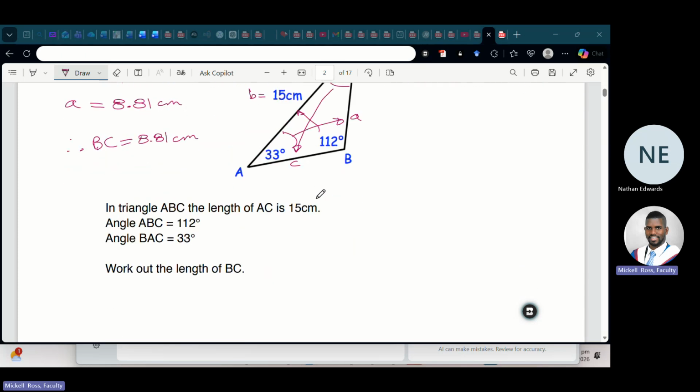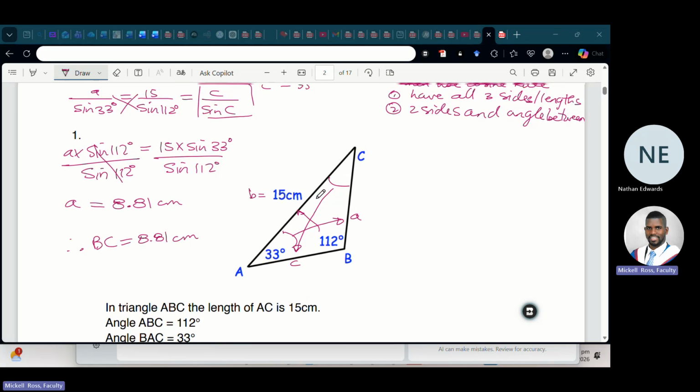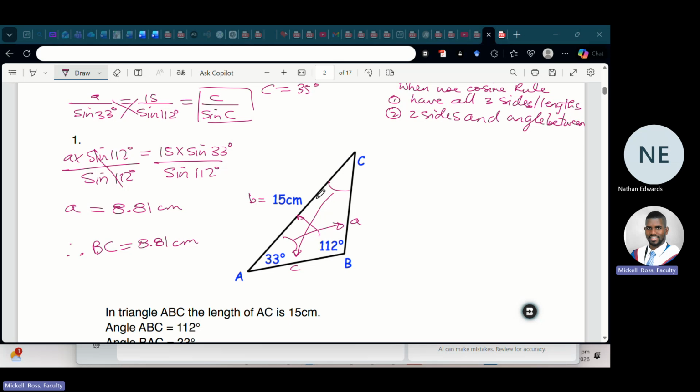All right, should we finish writing? Let's continue. No, let me just add to this. One of the things that we could have done is to go on ahead and calculate the area. So we know that angle C is equal to 35 degrees. So we know that this length here is 8.81.